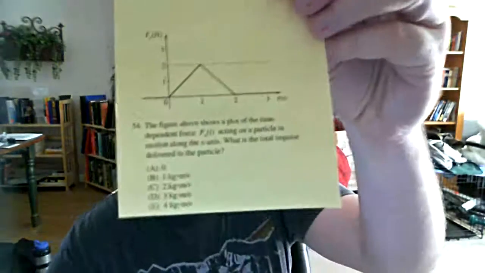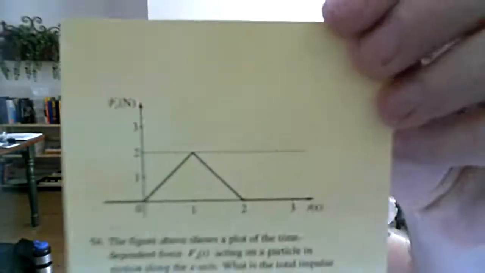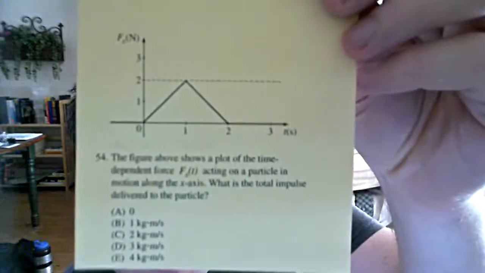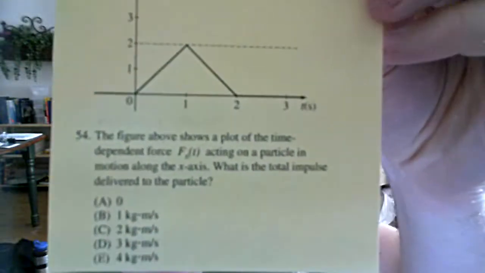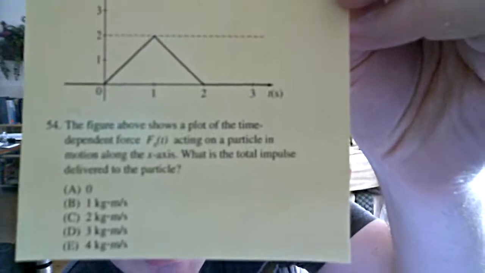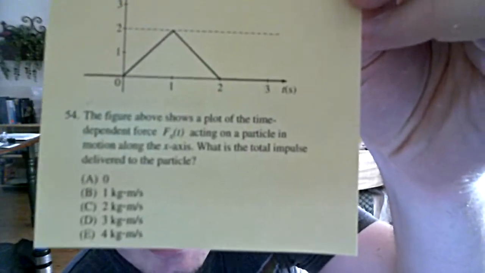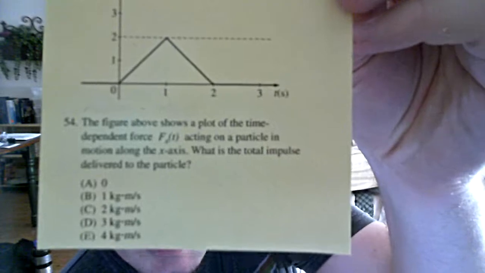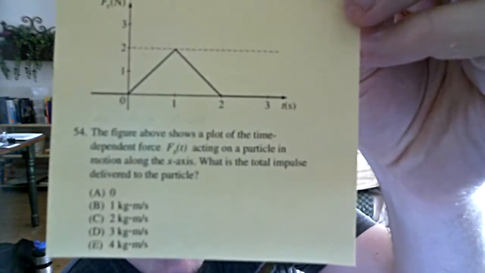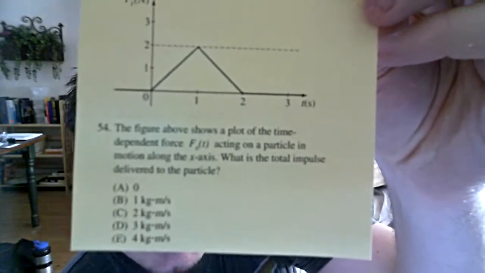So let's go right into it. Looks like this. That's number 54. I'll glance at the answers really quick, and they don't tell me too much. It's just 0, 1, 2, 3, and 4. Units are the same. To me, the units look like something like a momentum, right?